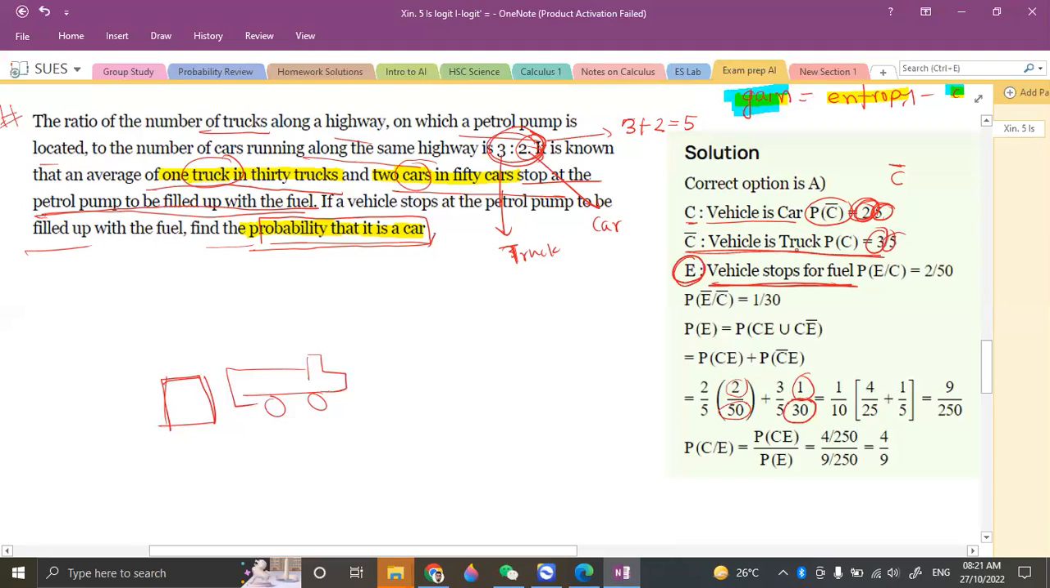So guys, is this clear now? And now the probability of E. E means the vehicle stops for fuel, and this needs to be a car. Sorry, this needs to be a truck, C bar, that means truck. Okay, let me say it again.